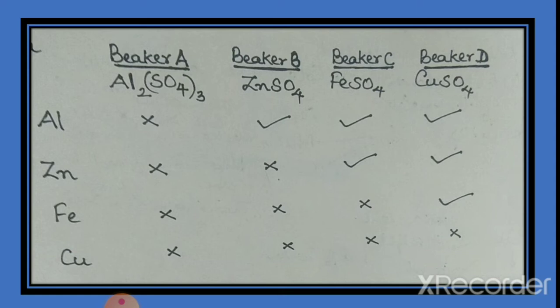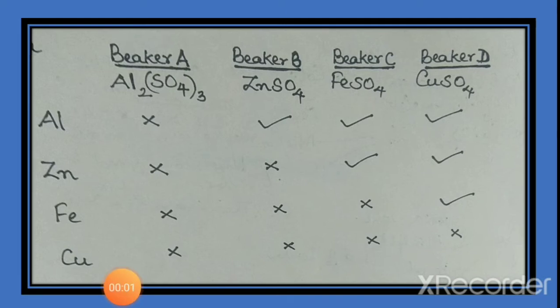Let us now consider the second set of reactions carried out using zinc metal and all these 4 solutions. Reaction will not take place in beaker A since zinc is less reactive than aluminium. Similarly, in beaker B, reaction will not take place since the added metal is zinc and the metal present in the solution is zinc. In beaker C, reaction will take place since zinc is more reactive than iron. In beaker D also, reaction will take place since zinc is more reactive than copper. So from the second set of reactions, we can conclude that zinc is more reactive than iron and copper.